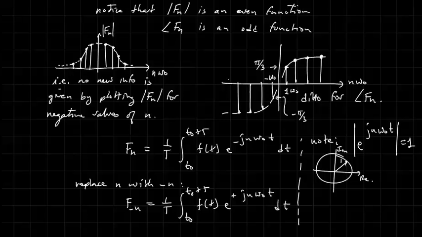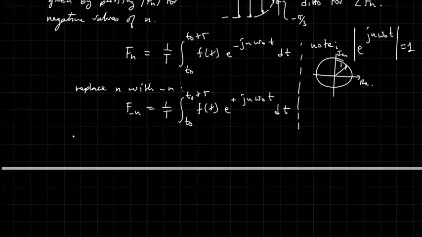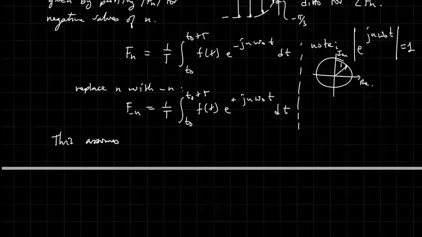Now this assumes that f(t) is real valued, which is always the case in real physical systems. F(t) is going to be real valued, not complex.